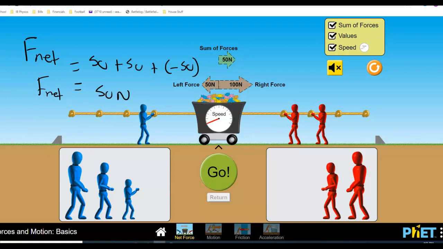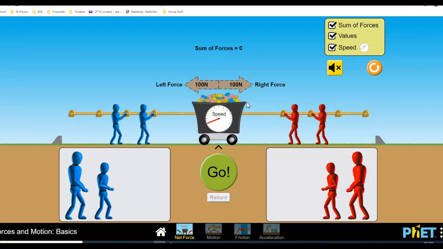If I add another small blue guy, the net force is going to be 0 now because the 100 and the negative 100 cancel each other out. So that is what is meant by net force, and this is a very, very important concept. Net force is the sum of the forces. It's what you get when you add up all the forces on an object.